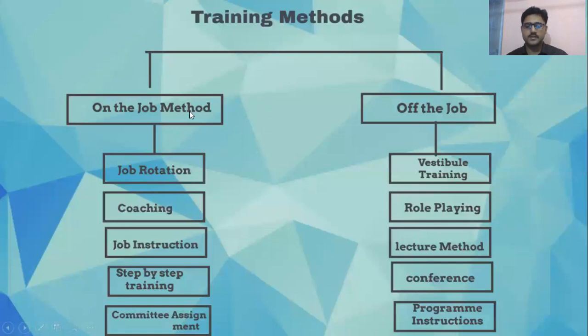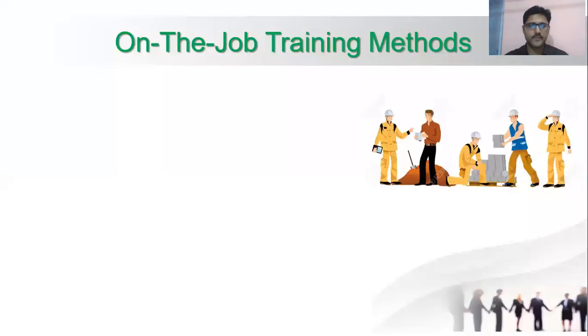Okay. So these are the examples of different training methods. These are the examples of on-the-job training method, and these are the examples of off-the-job training method. In case of on-the-job training method: job rotation, coaching, job instruction, step-by-step training, committee assignment. These are the types of on-the-job training method. And vestibule training, role-playing, lecture method, conference, programmed instruction. These are the examples of off-the-job training program. So we'll discuss one by one. First we will be focusing on the on-the-job training methods.